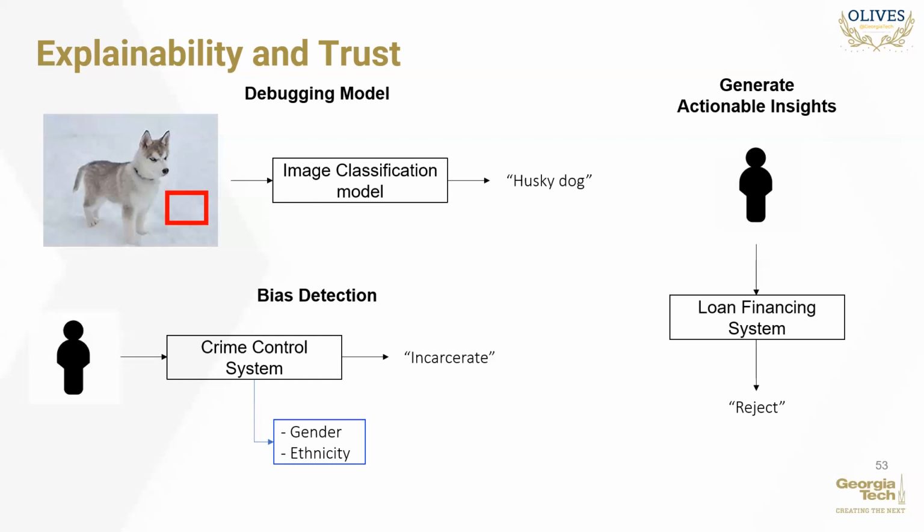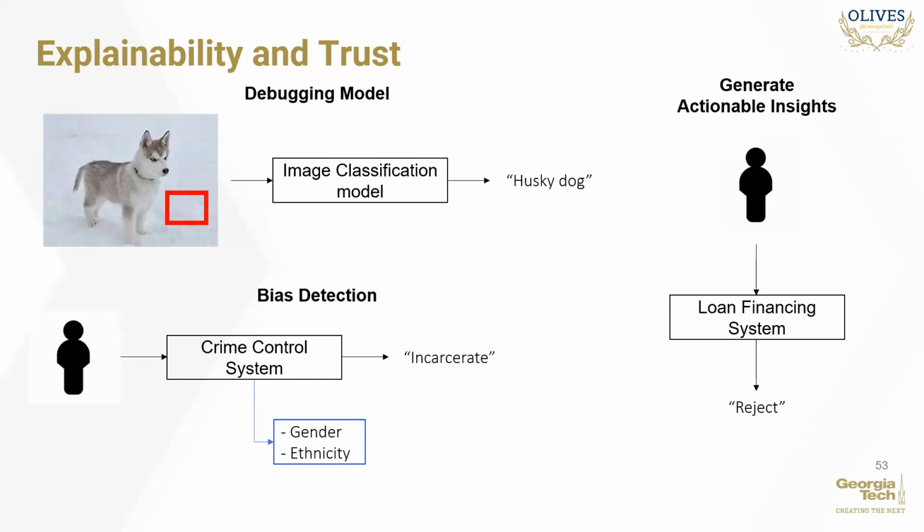The second way explainability can help us is with helping us detect bias in the data set. So we have some kind of a crime control system that makes a prediction on some person. And then it turns out when you ask the model to explain its prediction that it was mainly looking at attributes of gender and ethnicity, which would be a problem if this system were to be deployed in the real world. So this is another use case for explainability in the context of machine learning.